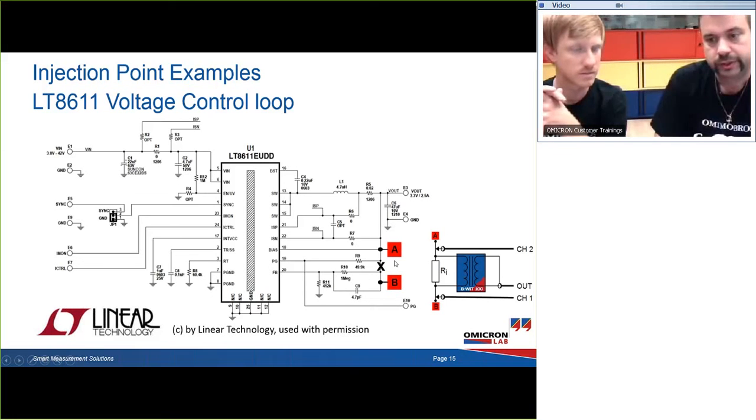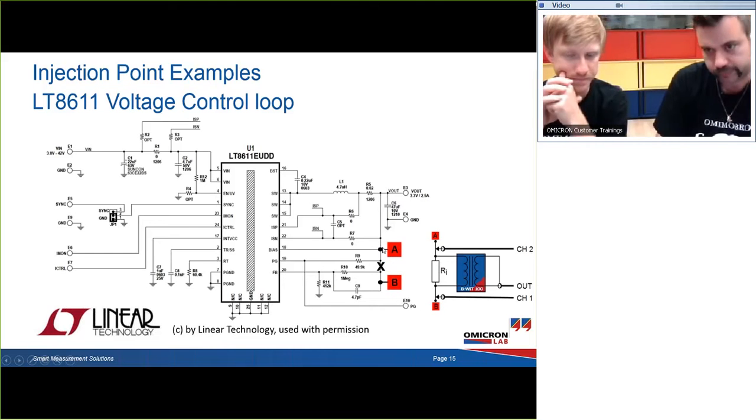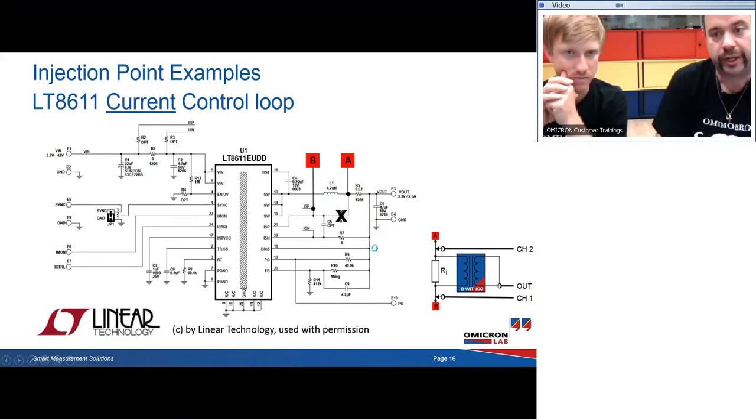Yeah, so we will inject the signal here at point B, and it goes through R10 and C9 directly into the feedback loop, and then it comes back at the output via the shunt and the output inductor, and comes back to point A, where we pick it up again.